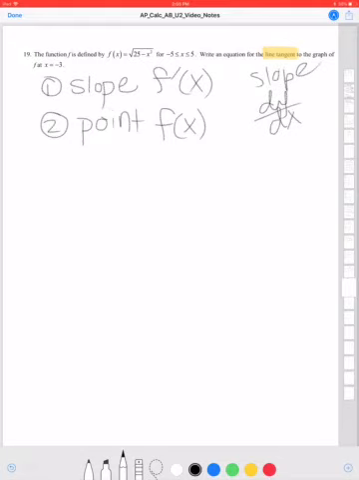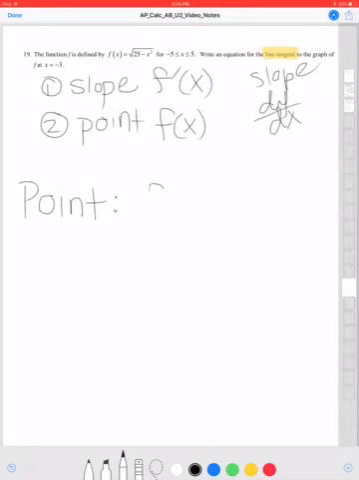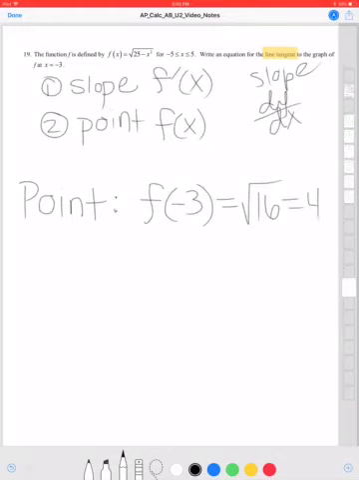Okay, so let's actually start with the point. We're looking at x equals -3. So we already know that information. So what is the y coordinate at -3? If we plug in -3 into f, we get the square root of 25 minus 9, which is the square root of 16, which is 4. Okay, so my point is (-3, 4).